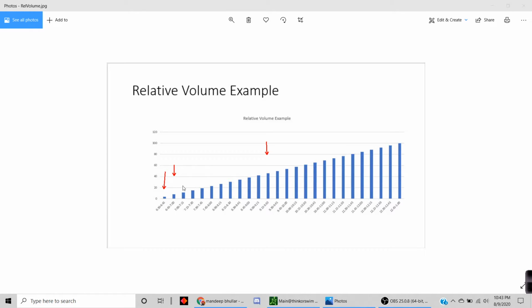So just by knowing that early on in the day, it gives you a little bit of an edge, because that's telling you there's a certain amount of institutional interest in this that's driving the volume. It could also be retail interest, or a combination of that, which is driving the volume high.